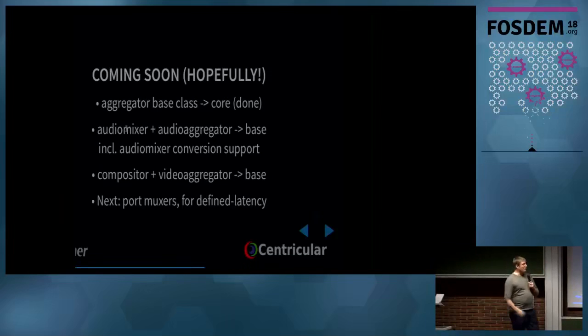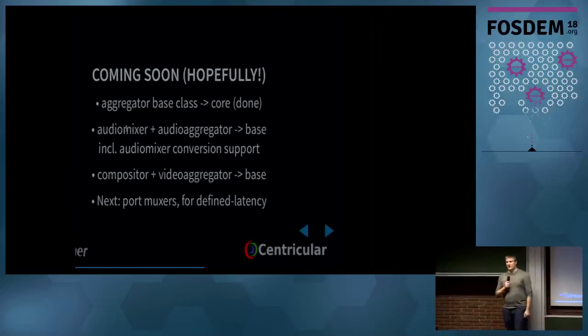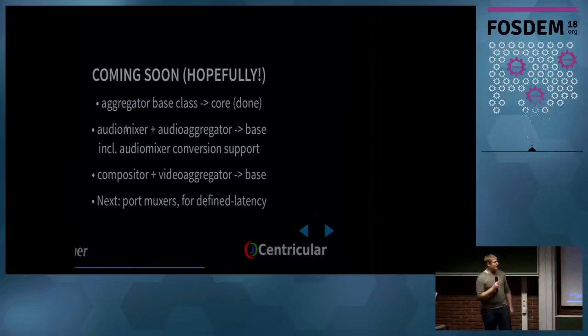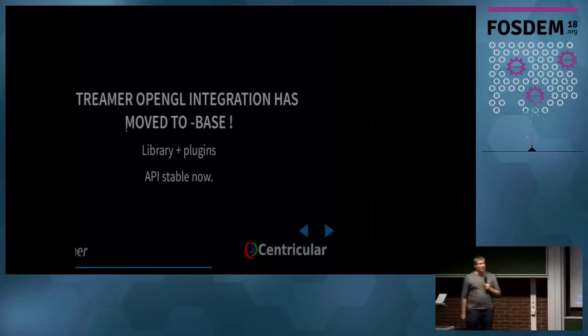That works quite nicely. We moved that into core now, and we will hopefully move the audio specific one as well, and then hopefully the video one soon after. And we can start porting muxes to the new base class. FLV mux has already been ported, and the other ones as well. So at that point, you will have a much nicer experience for making live pipelines that don't jam up. Our OpenGL integration library and plugins has moved into base as well. It was in bad, so now we can build on that, and the API is stable now. So really, we're quite happy with that as well.